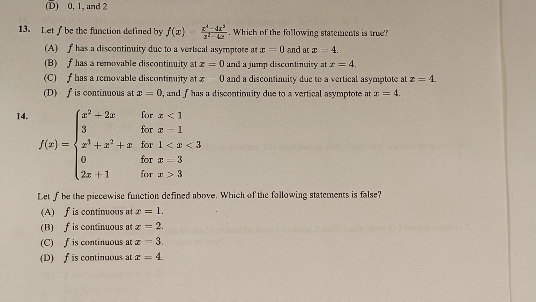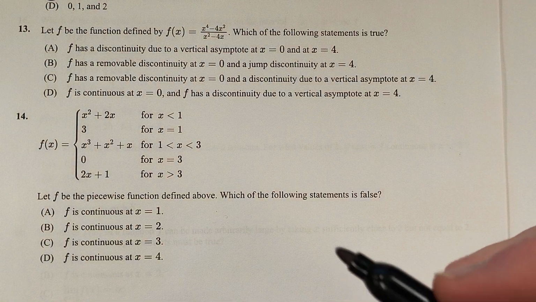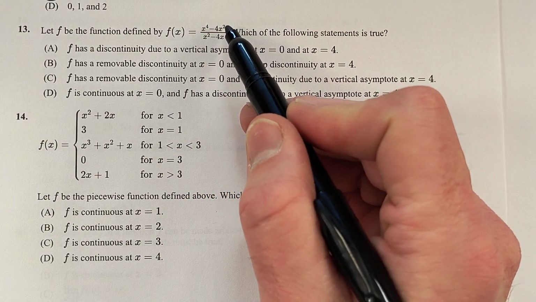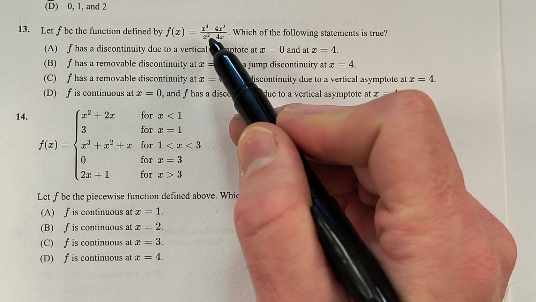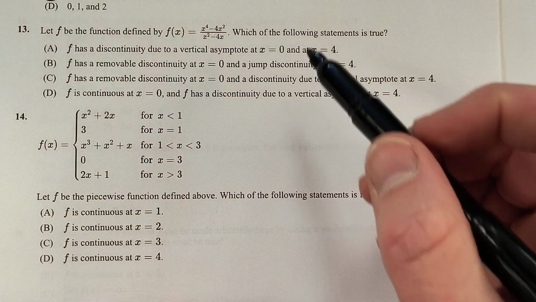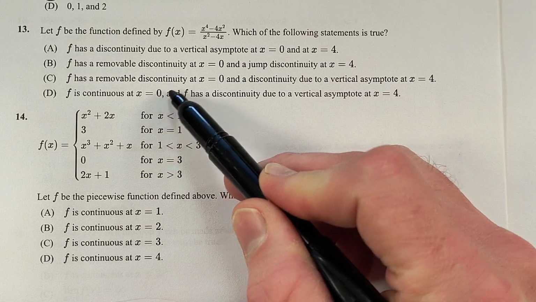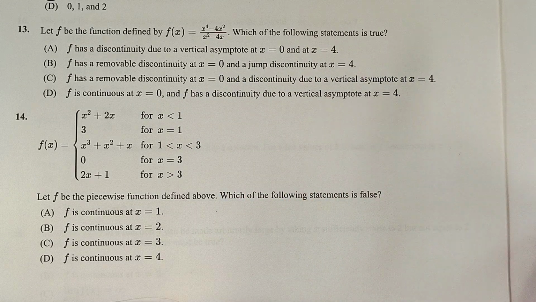Right, question 13. 4 out of 8 missed this one. So we have this function f, x to the fourth minus 4x squared over x squared minus 4x. And we're looking at which of the following statements is true. All of the values they're giving us are zeros or fours, and asking us about what type of discontinuity there is.